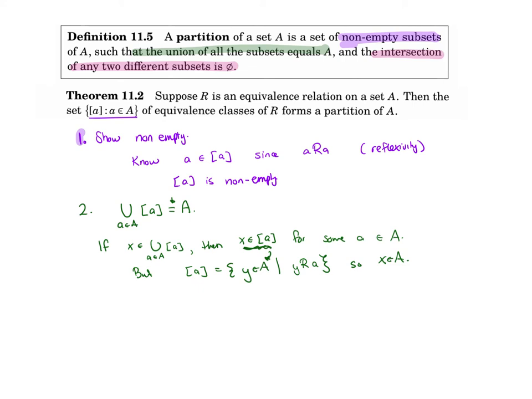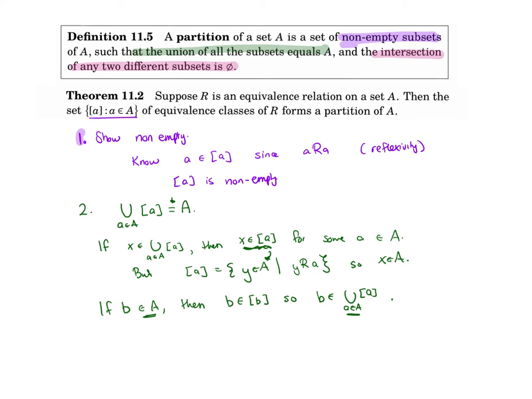Now, if you're in A, then again, we know that A is in its own equivalence class. I probably shouldn't use A because that's confusing, since I already used that as my general element. So let me fix my letters here. Let's say I take some different letter, some B in A. Then B is going to be in its own equivalence class. So B is in the union over all elements in A because it was in A to start with. So I certainly get everything in my set doing this.